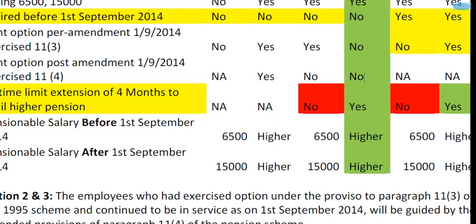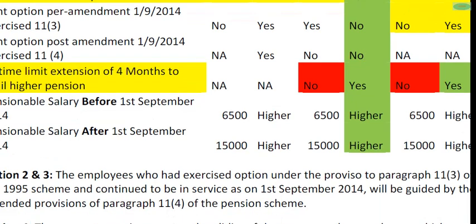And the last two persons who retired prior to September: the first person exercised before the amendment, the second person did not exercise the provision and retired, so he won't be eligible. The last person exercised the provision, he is eligible.